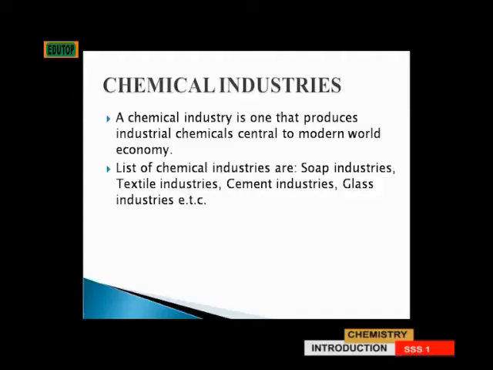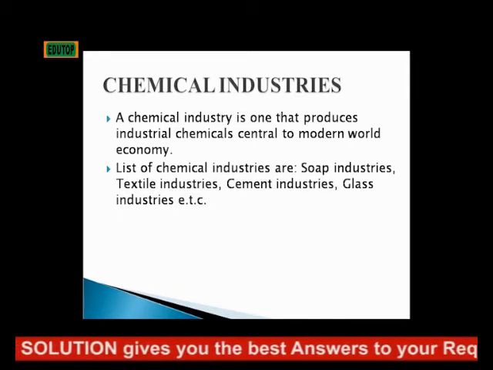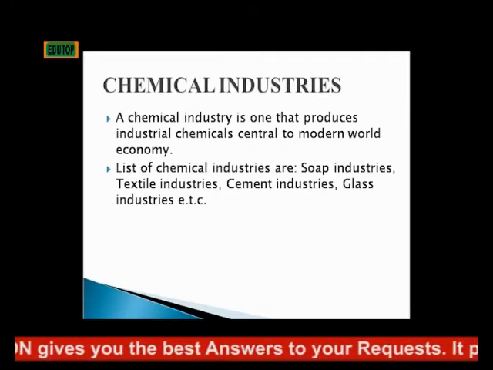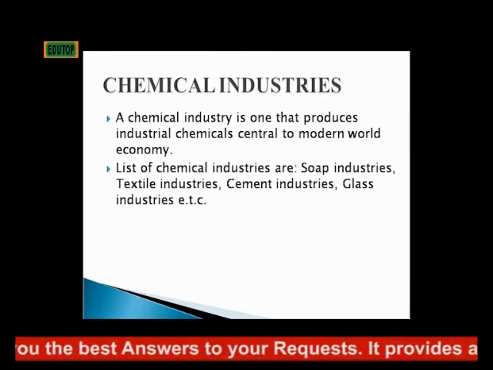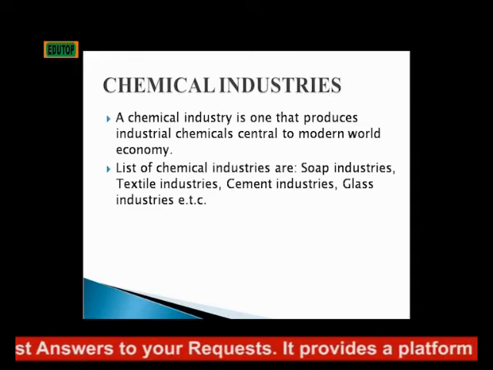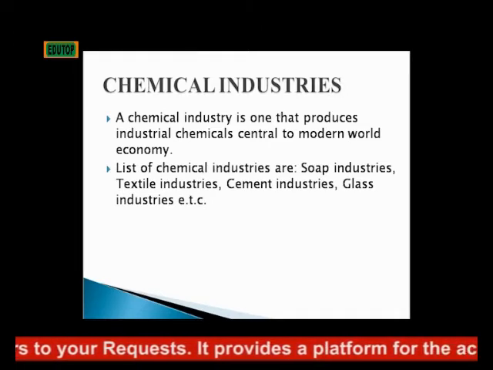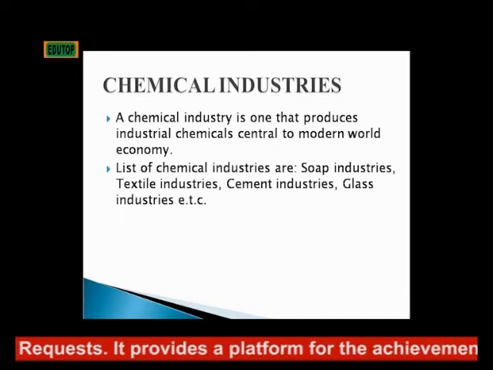To a man in the streets, what is a chemical industry? A chemical industry is one that produces industrial chemicals central to modern world economy. What do we understand by industrial chemicals? Industrial chemicals are those chemicals that are manufactured in the industries.